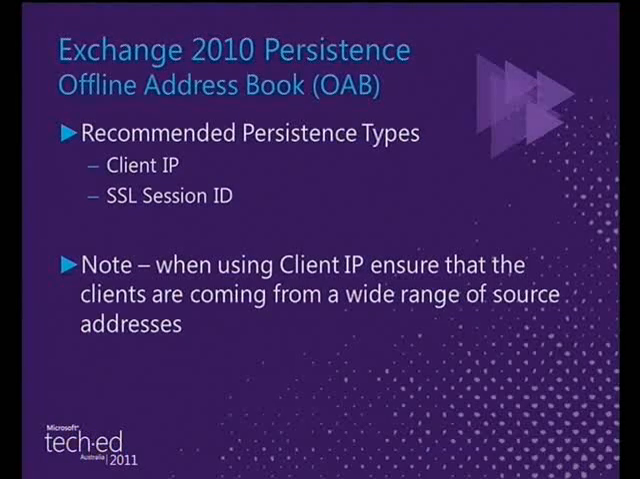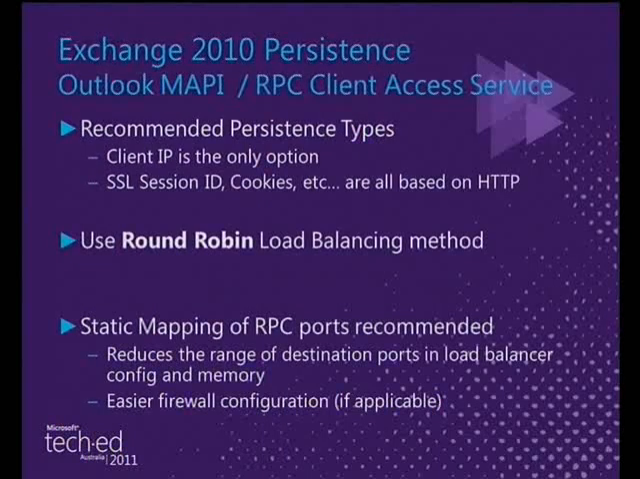For OAB, the recommended options are client IP or SSL session ID. We typically don't see a significant amount of OAB traffic, right? It's only going to be when the offline address books start to become substantial in size, either because we've got certificates in the GAL, or we have a very large GAL that we're distributing out to the clients. MAPI and RPC CAS: the only option here is client IP. All of our other persistence options, cookie-based and SSL session ID, leverage HTTP as the protocol. So if we're coming in with MAPI, we can only use client IP or source IP as the persistence option for our RPC CAS or Outlook MAPI clients.